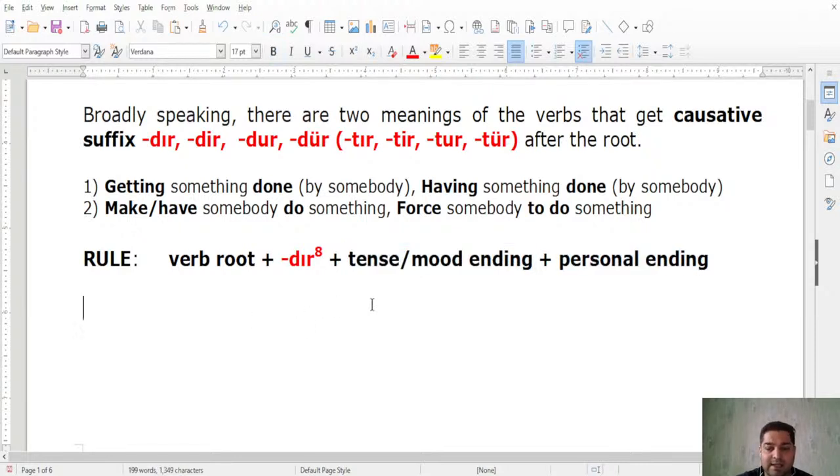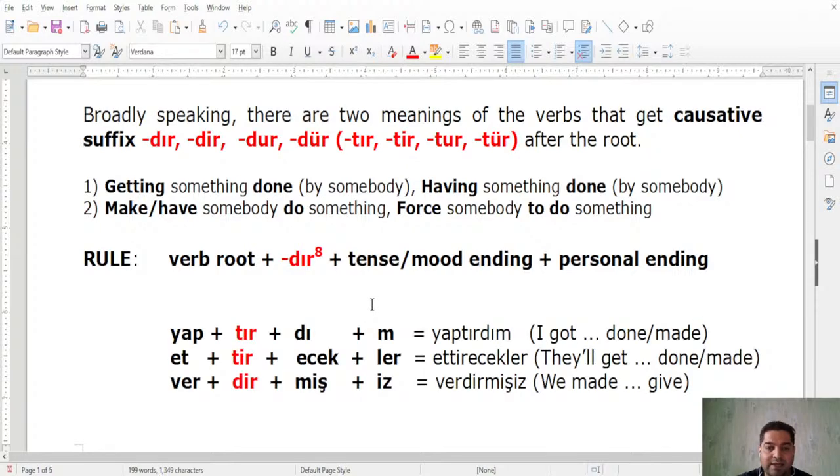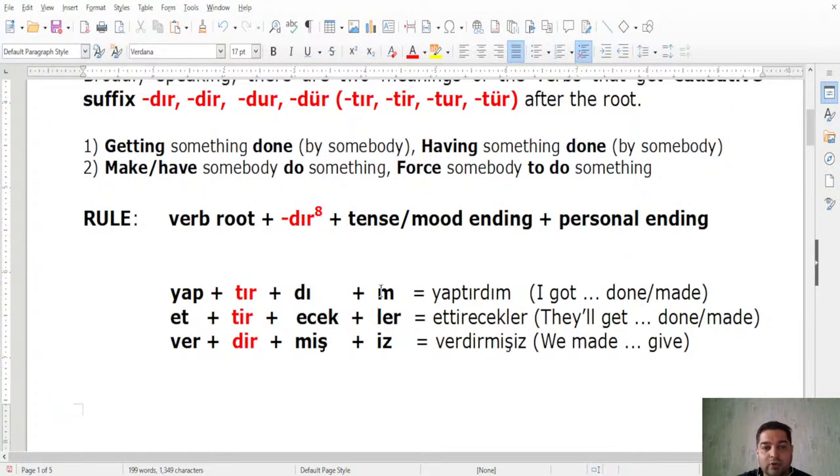So let's see examples over here. I have 3 examples here just to make it clear for you. Look at this verb yap, right? Yapmak. Yapmak is to do or to make, and etmek is also to do or to make. So they are similar in terms of meaning. So here what do we have? We have the verb yaptırdım, right?